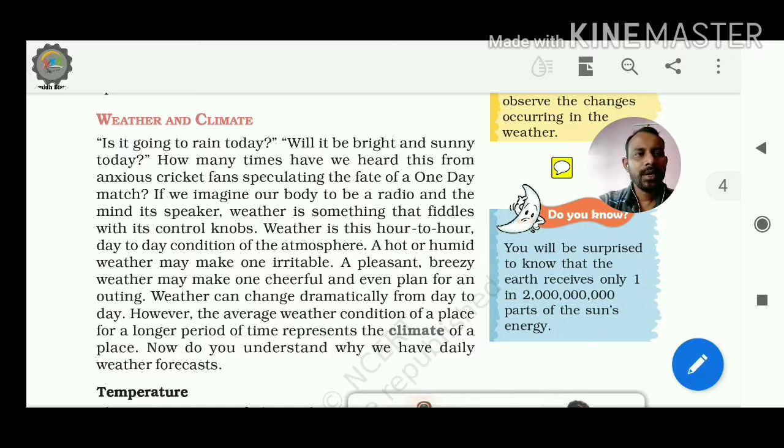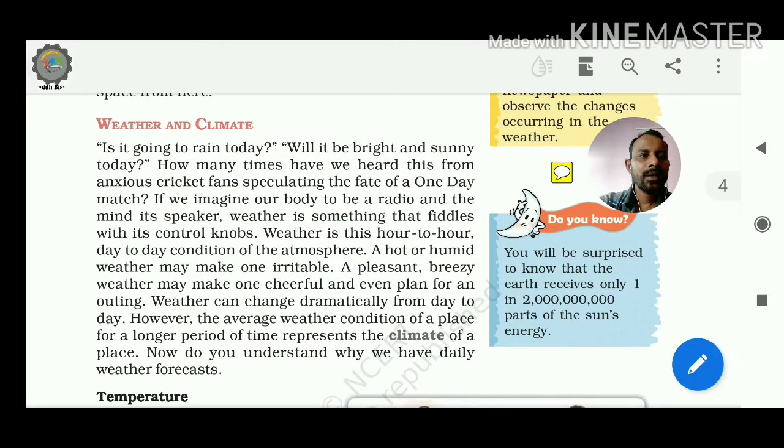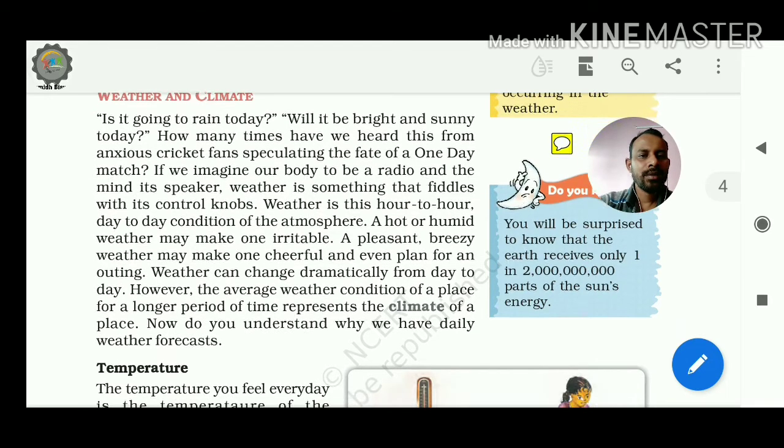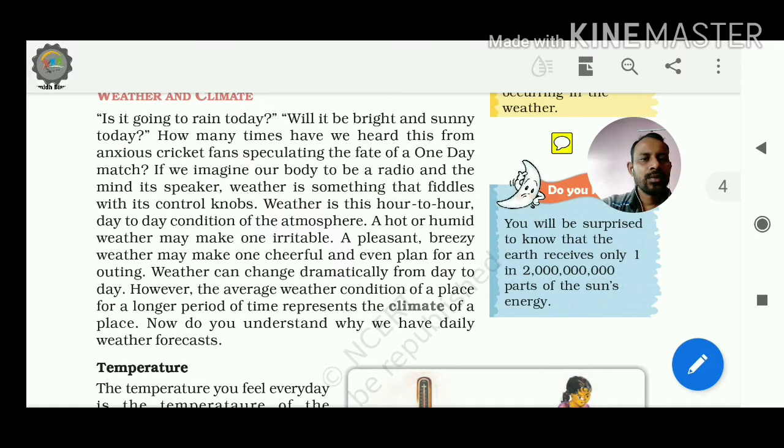So climate of India, climate of any other country, climate of any continent, depends on the information regarding the particular area for the 30 to 35 years. Their average we usually say as the climate. So look at the word climate, it is written over here. So what is the climate? The average weather condition of a place for a longer period of time represents the climate.